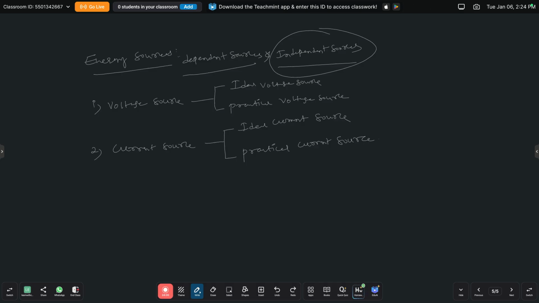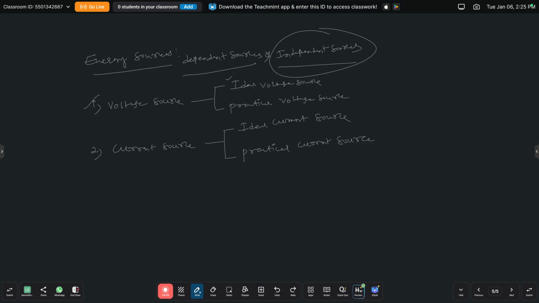So this is the classification of energy sources. Initially the energy sources are classified into two types, dependent sources and independent sources. The independent sources are classified into the voltage source and the current source. The voltage sources are classified into the ideal voltage source and practical voltage source, and current sources into the ideal current source and practical current source. Coming first to the voltage source, we are discussing the ideal voltage source.